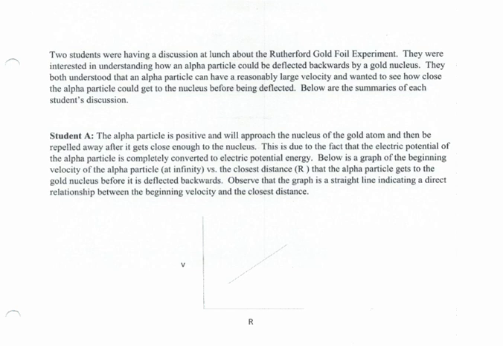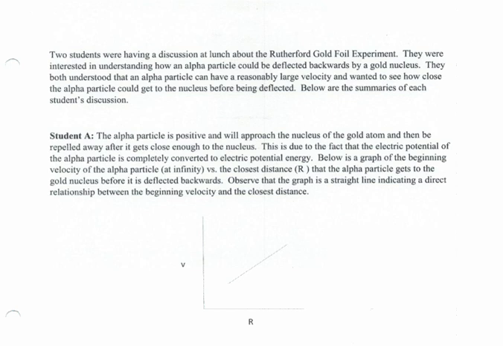Below are the summaries of each student's discussions. And you might guess it, you're going to have to critique both. Student A: the alpha particle is positive and will approach the nucleus of the gold atom and then be repelled away after it gets close enough to the nucleus. This is due to the fact that electric potential of the alpha particle is completely converted into electric potential energy.